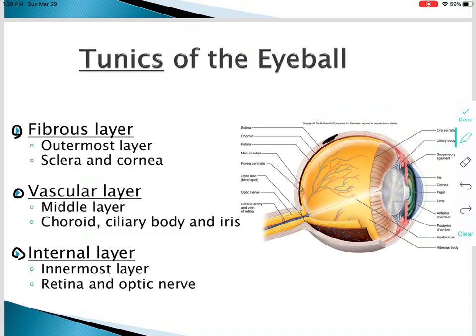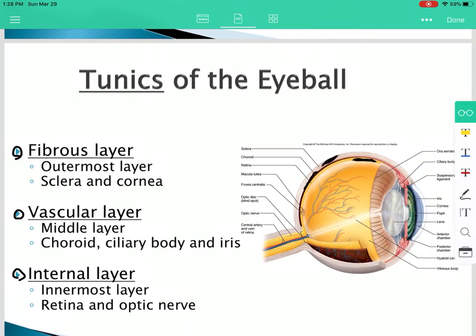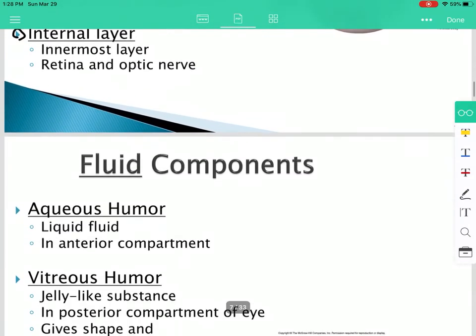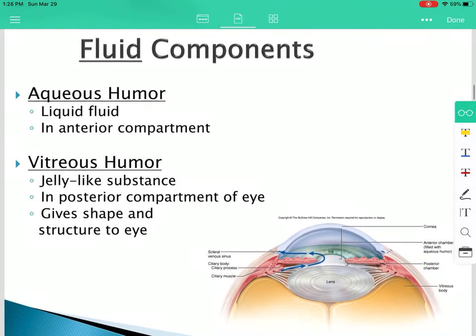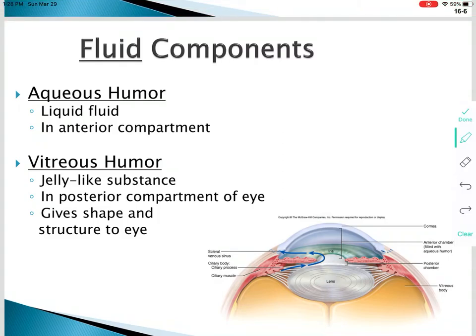This outer white part is the fibrous layer. The vascular layer is the dark maroon layer, kind of in the middle. And the internal layer is this yellow layer. So that's how we're going to frame our discussion. Before we go through the structures in each of the tunics or layers, just want to make a point that we have fluid in the eye, and there's really 2 types of fluid.